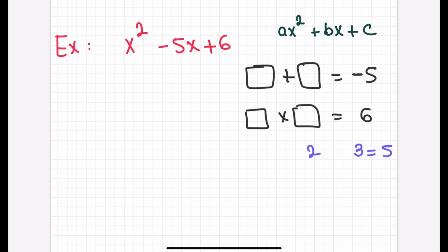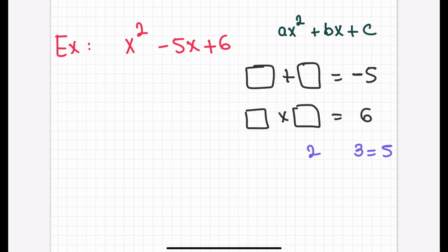But that means 2 and 3 doesn't work. So one of these two numbers must be negative. So let's think. If I have minus 2 plus 3, I'm gonna have positive 1. That also doesn't work. But keep in mind, two negative numbers, when you multiply them together, give you a positive number, and when you add them together, it could be negative, could be positive. Let's see in this scenario.